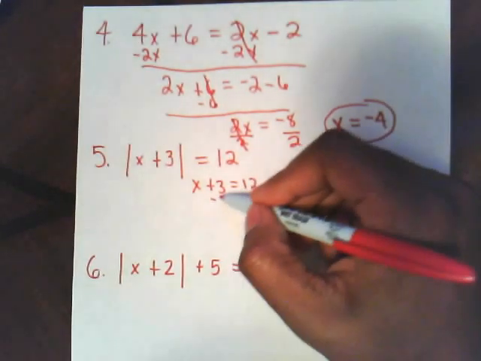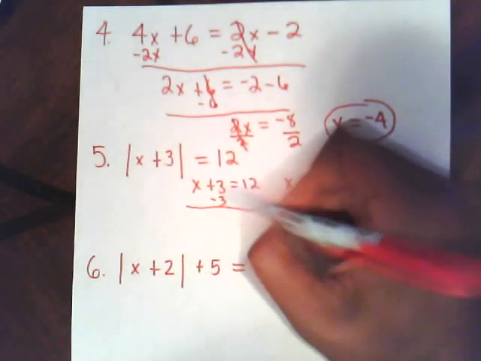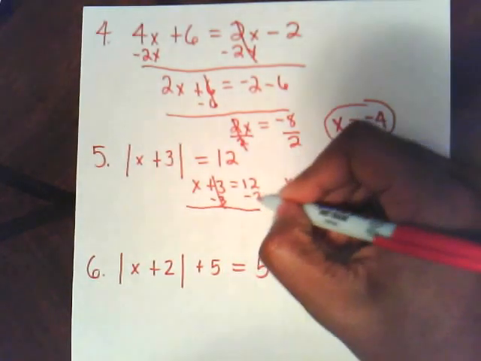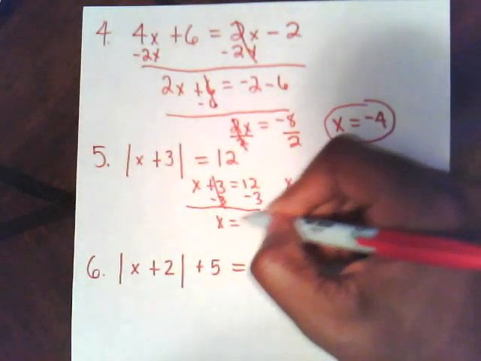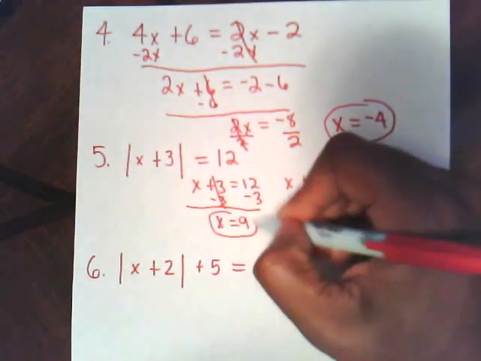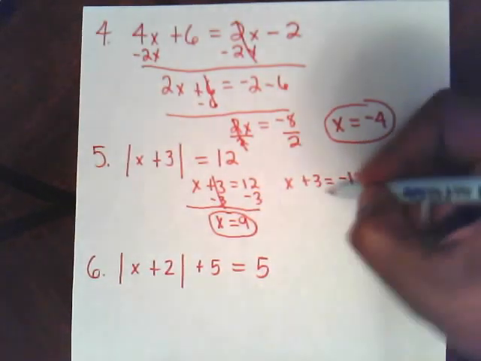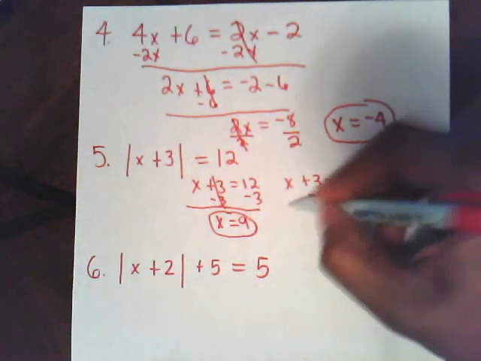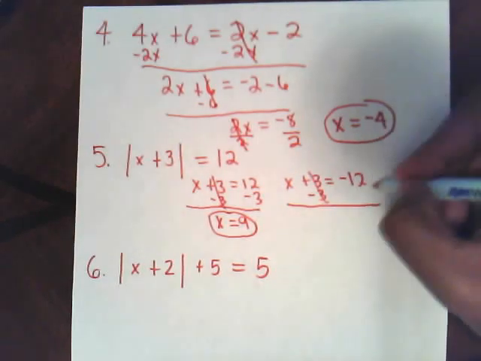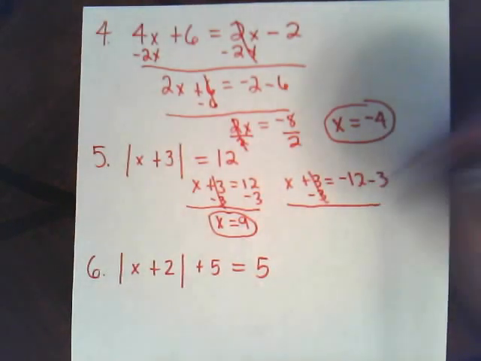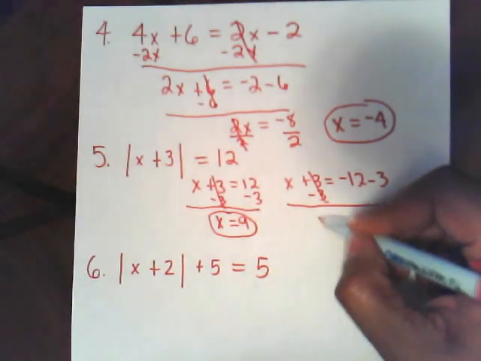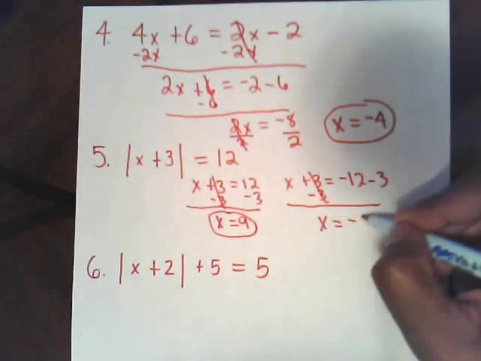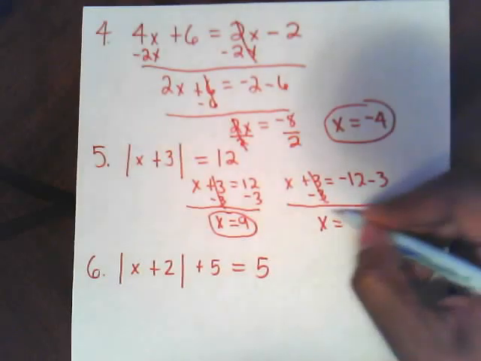Right here, to get x by itself, we're going to subtract 3. 12 minus 3 is 9, so x equals 9. That's only one of the answers. The other answer, subtract 3 on both sides. Again, you have to know your integer rules. Negative 12 minus 3 is negative 15. So x equals 9 and negative 15. Number 6.